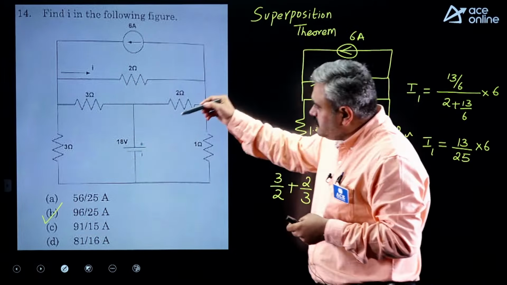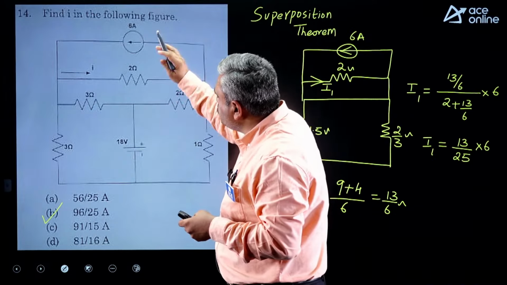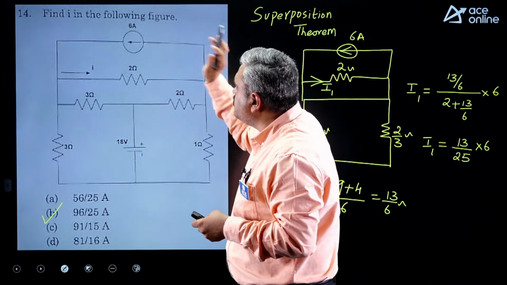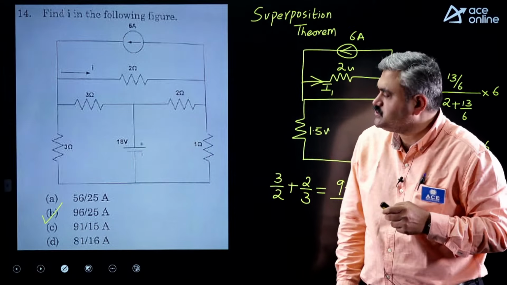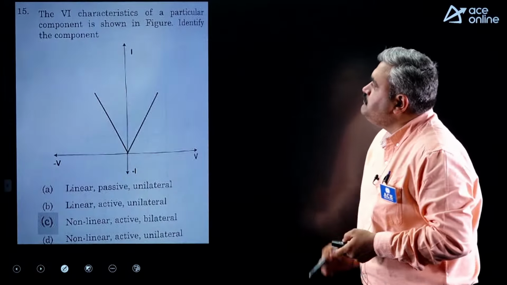That part you can try. You can keep the voltage source, remove the current source, and write a nodal equation, then you will get that part. So that is how you can try out this question. Let's see the next one.